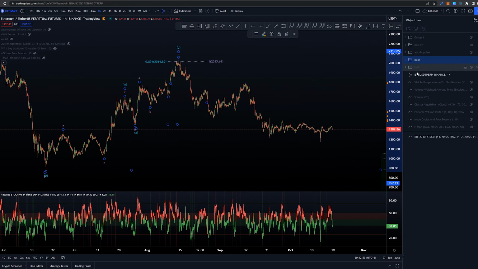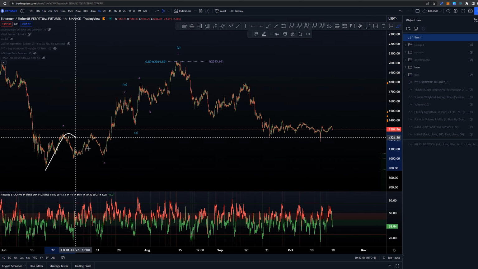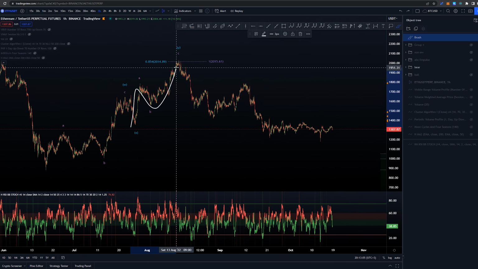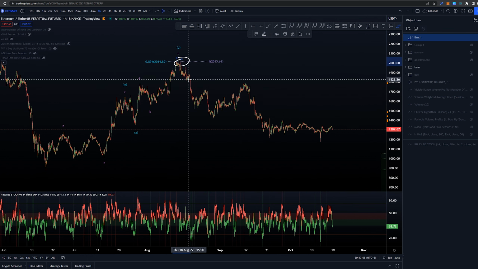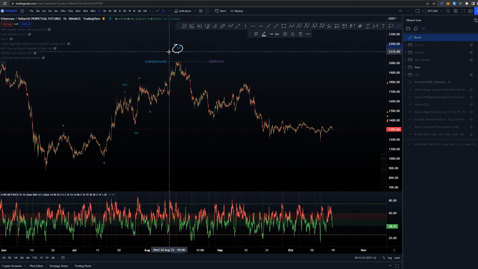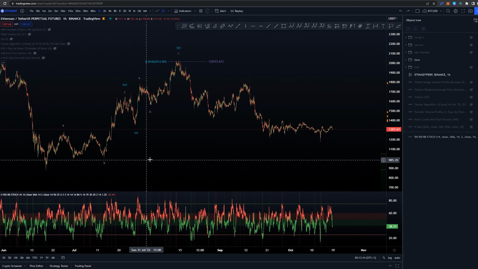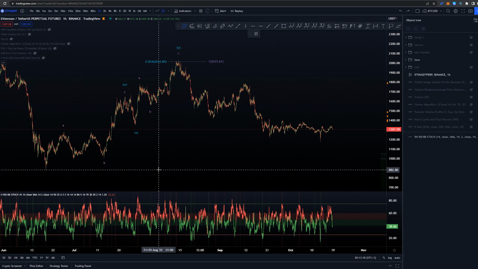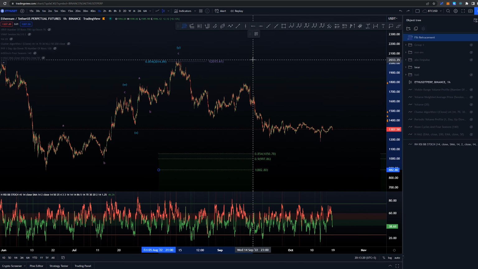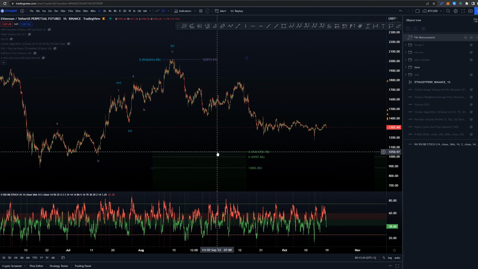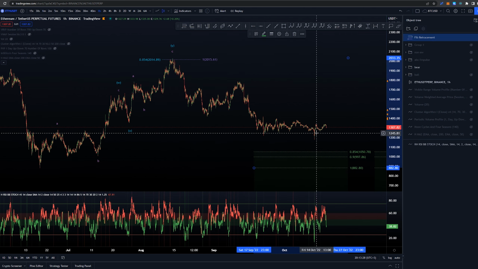The bear scenario is still valid as well, having this as a 3-wave structure into W, 3 waves into X, and then another 3-wave structure getting right at the 1-to-1 extension here for that wave C, completing that wave Y. So there are definitely both bull and bear scenarios present here, and for this count at least, we would be looking for, depending on your view, at least the 90%, or possibly we are already done here.